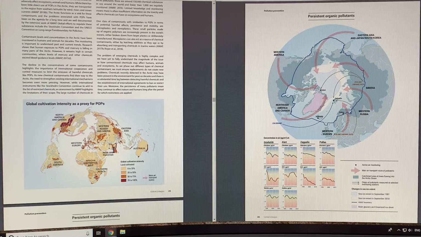What you can see is the areas that are most heavily cultivated, and those are areas where we apply herbicides and pesticides and create these persistent organic pollutants. This shows the pathways for how these pollutants are getting into the Arctic, both in the atmosphere and in the oceans.